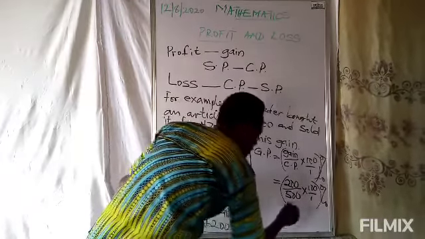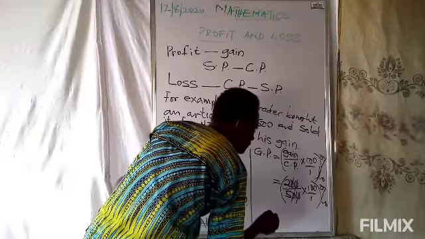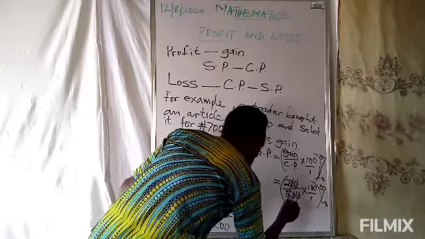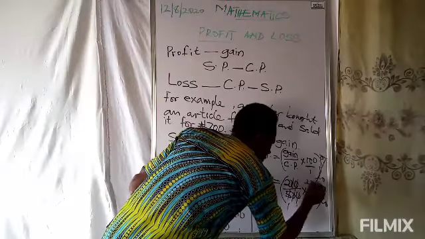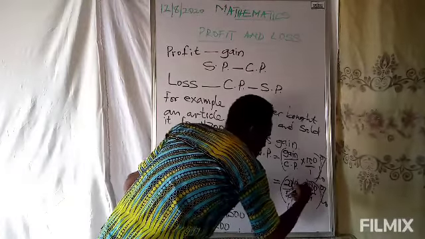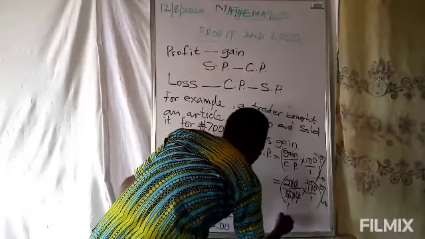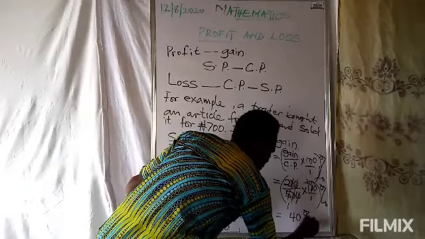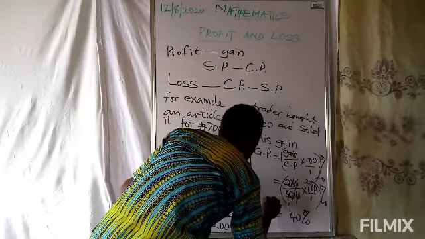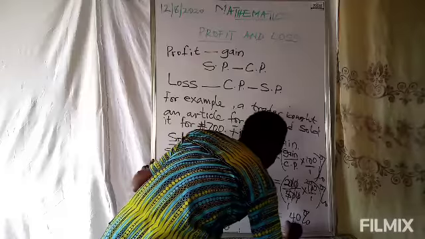So we now cancel 2 zeros. 5 into 5, 1. 5 into 10, 2. That is 20. So therefore, 20 times 2, that is 40. So the answer is 40%. So the gain percent is equal to 40%. That's the answer.